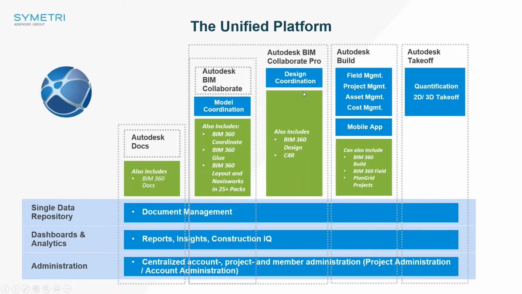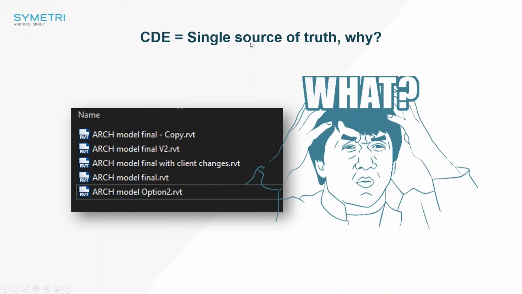In design collaboration, we are able to use the BIM 360 Design module, so we can work collaboratively with other disciplines in our Revit models. And for model coordination, things like clash detection in the cloud, glue, markups, etc.